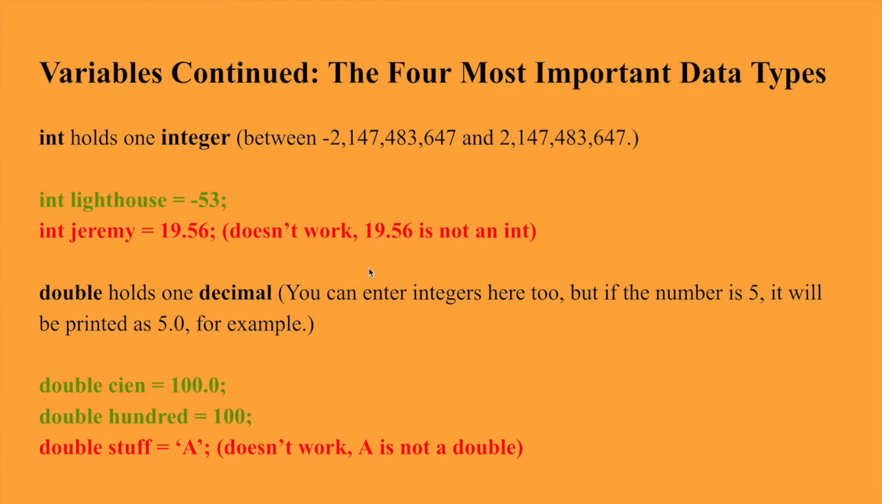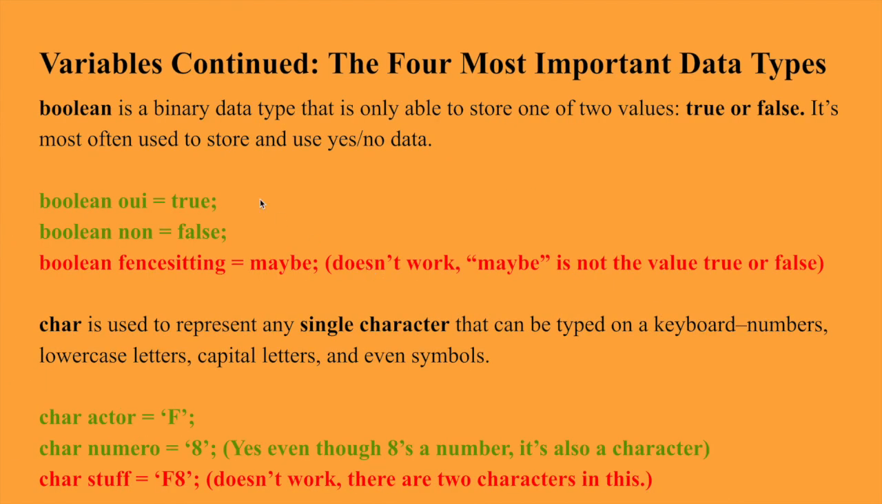So anyway, Boolean is a binary data type that is only able to store one of two values, true or false. It's most often used to store yes or no data. So Boolean oui equals true. That works. Boolean non equals false, which also works. You can name these whatever you want. It doesn't have to allude to the concept of truth or falsehood. You can name Boolean wrong equals true if you want, just to be facetious. But you can't do something like Boolean fence sitting or Boolean whatever equals maybe. That doesn't work because maybe is not the value true or false. In Boolean, there is one of two values.